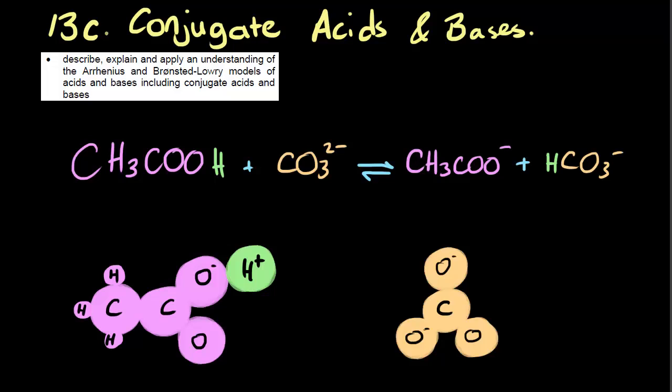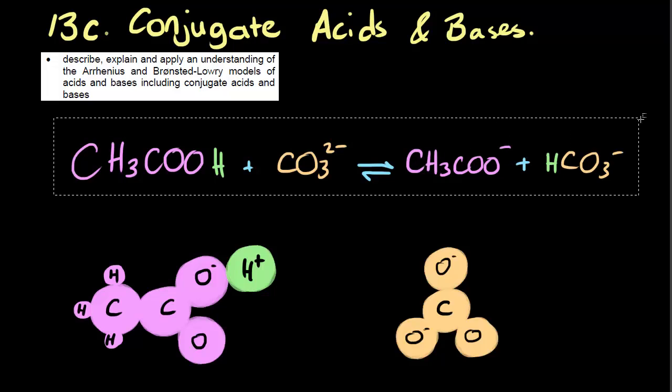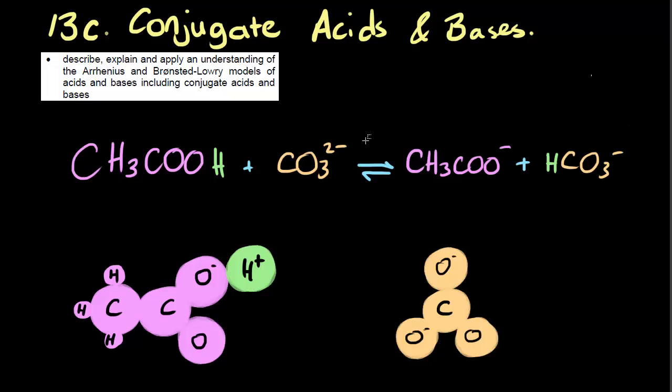To help illustrate this, we're going to look at one reaction in particular, and that's the reaction between acetic acid and carbonate ion to make acetate ion and hydrogen carbonate ion. And this is a reversible reaction as indicated by the double arrow, which means the reactants on the left will form the products, but then the products will also be able to react together to form the reactants again.